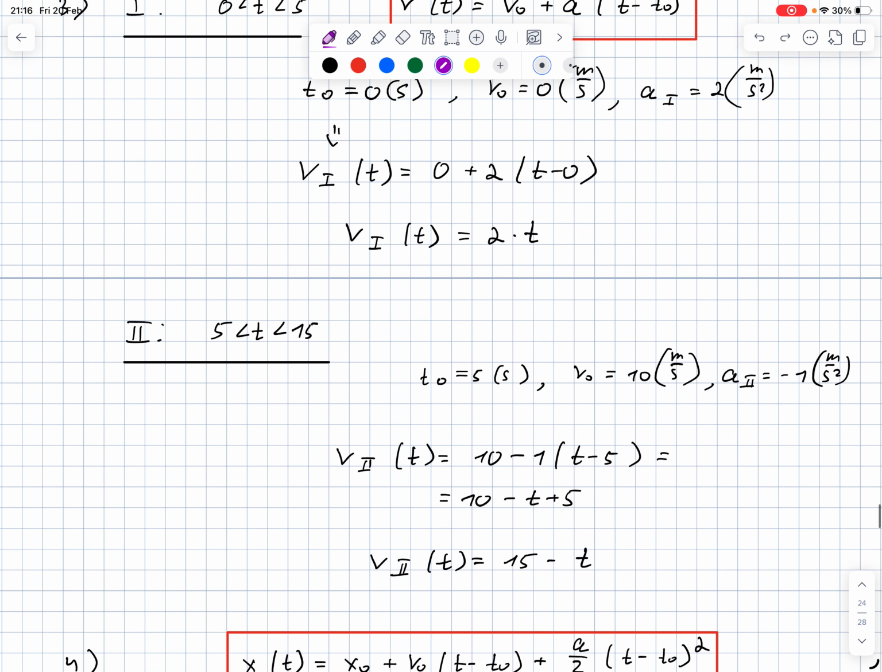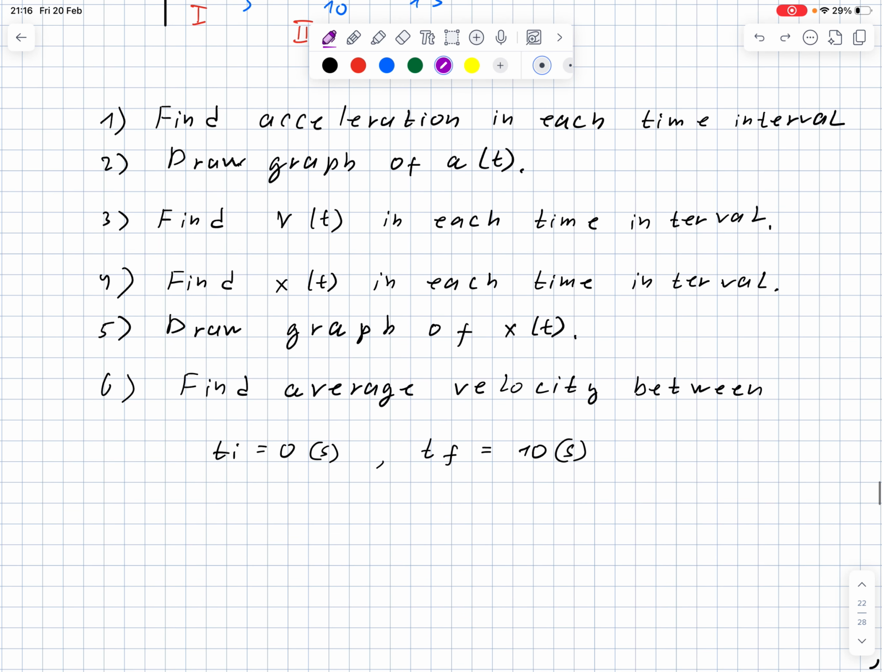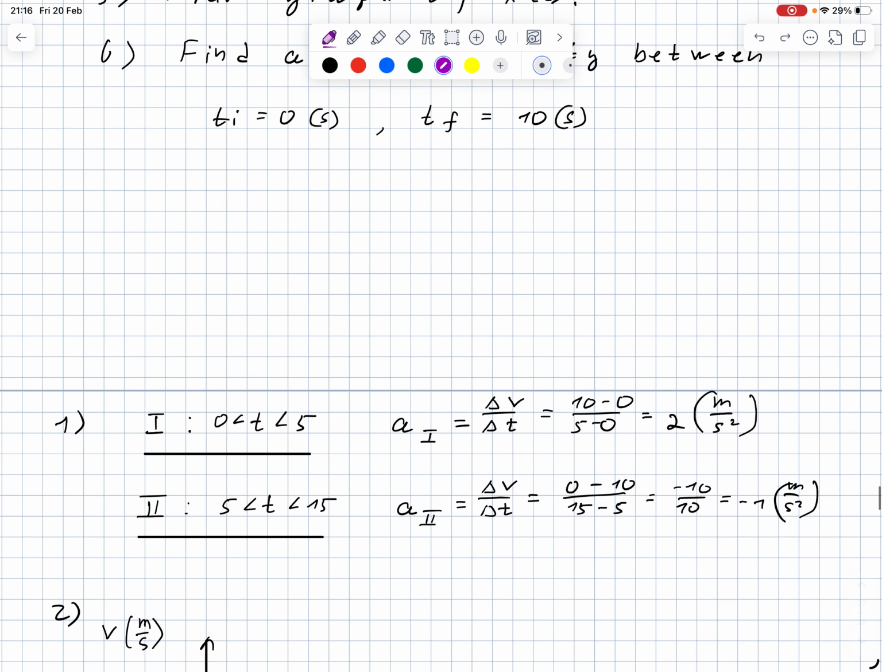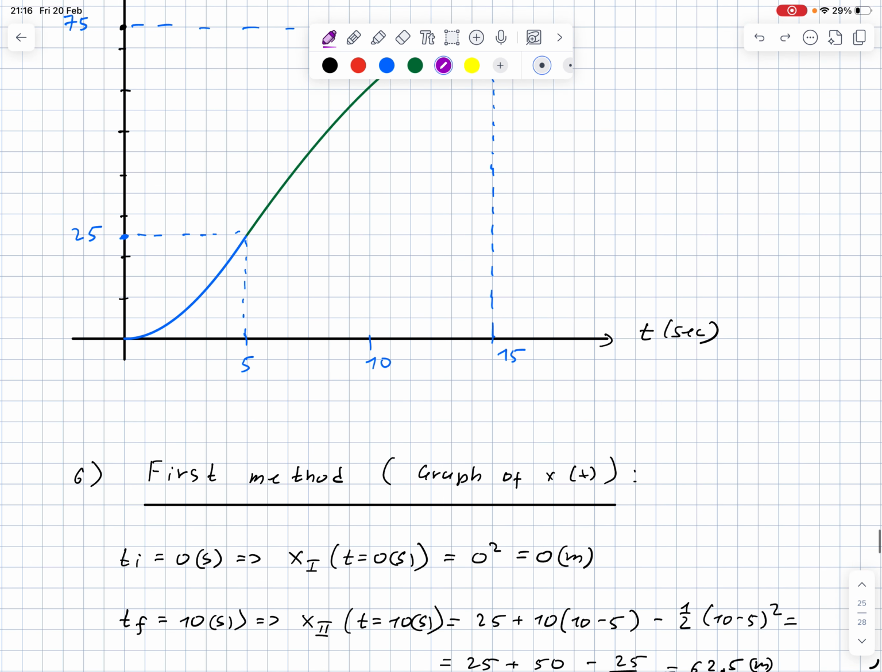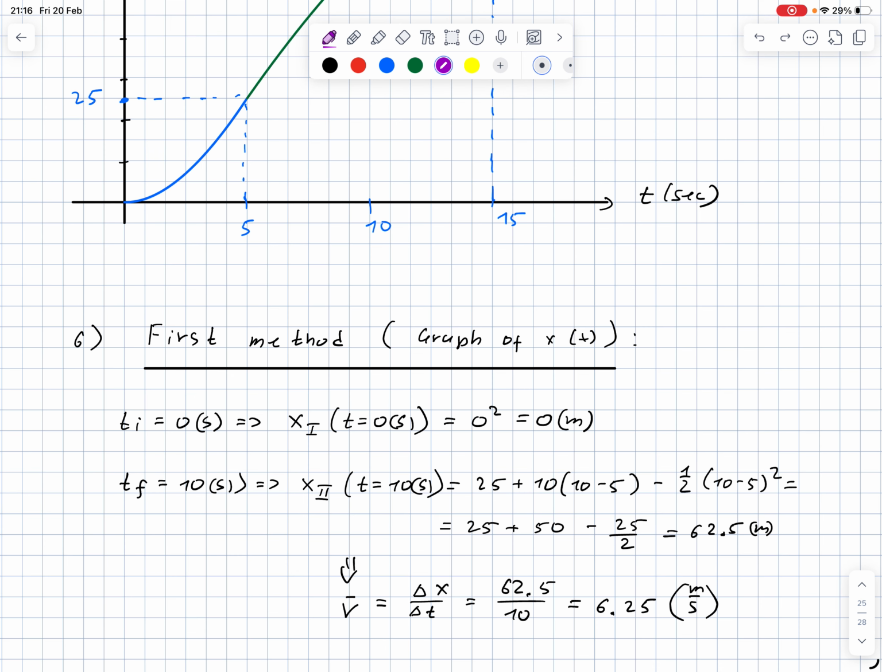Part 6. Find the average velocity between the initial time of 0 seconds and the final time of 10 seconds. We have two methods to calculate this. First method, we're going to use the graph of x of t, or the function x of t.